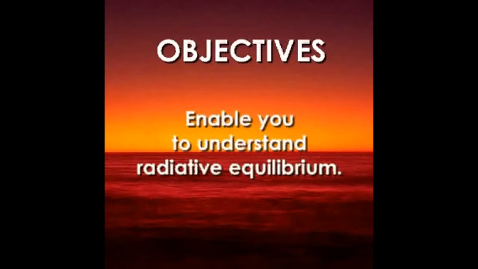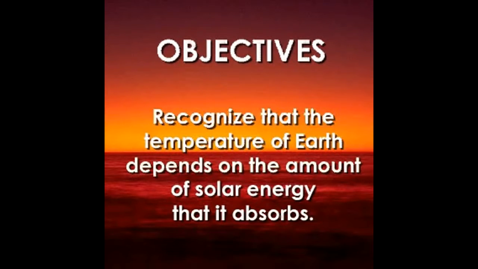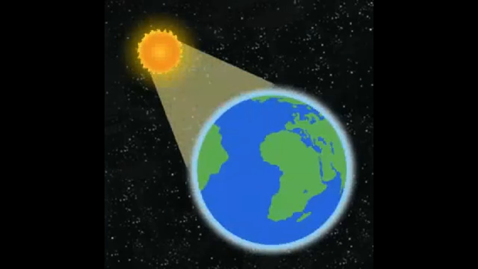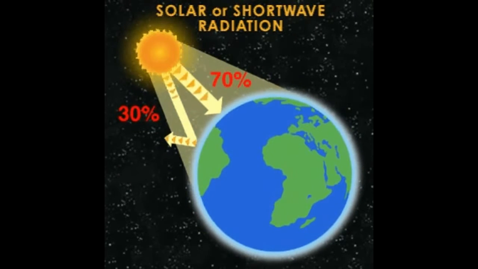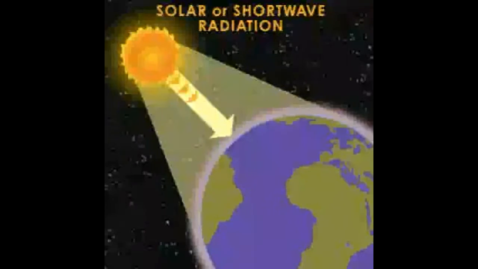Earth's energy balance will enable you to understand radiative equilibrium. You will also be able to recognize that the temperature of Earth depends on the amount of solar energy that it absorbs. The temperature of Earth depends largely on the total radiation received from the sun. The Earth reflects about 30% of the solar energy radiation reaching it and absorbs the remaining 70%. The absorbed solar radiation heats up the Earth.